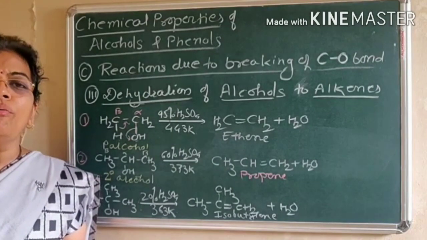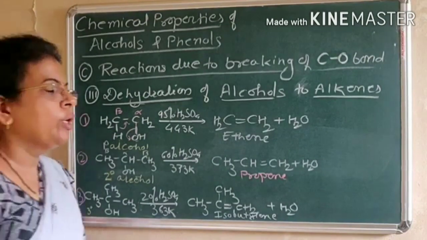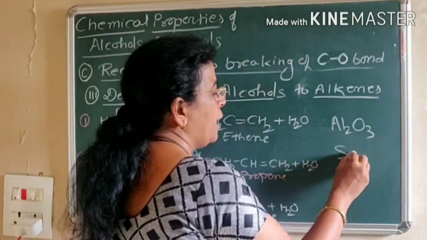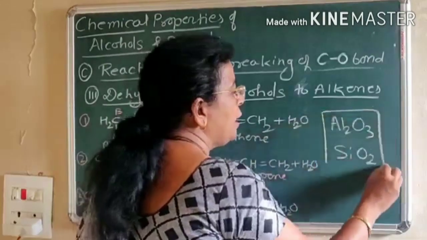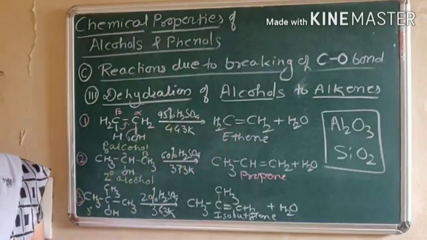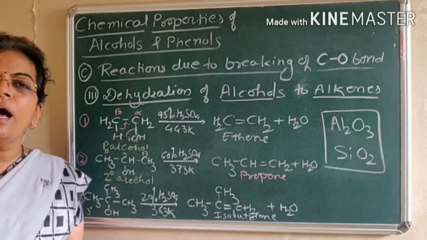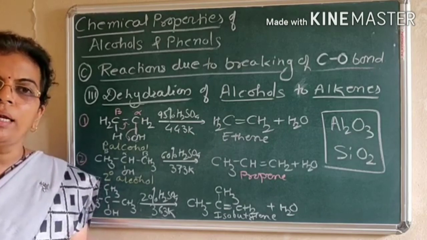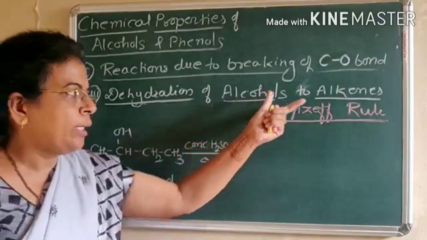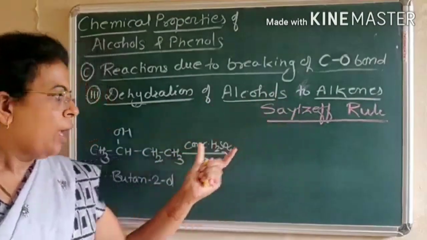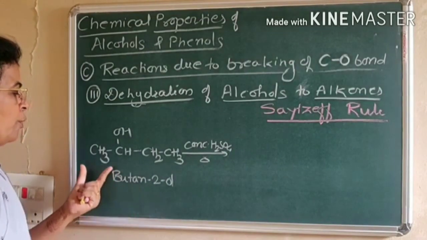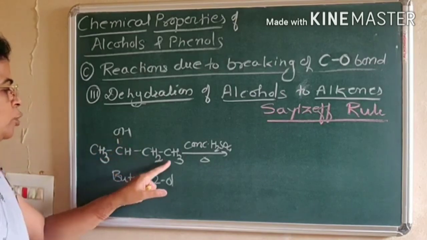This dehydration of alcohol is also carried out by using alumina, that is Al2O3, or by using silica, SiO2. These are dehydrating agents. That is, this catalyst is also used to dehydrate these alcohols into corresponding alkenes. Now, in dehydration of alcohols to alkenes, we are going to see another example. If we carry out the dehydration of butan-2-ol, the structure of butan-2-ol is CH3CHOHCH2CH3.